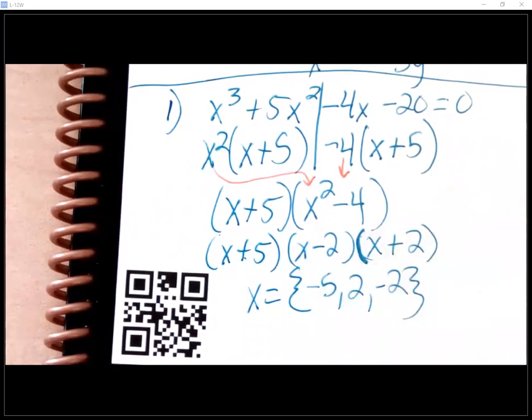Do they all work out so nicely? Not quite as nicely, but the factoring by grouping is the same idea. Split it in half, factor each side. Let's try another one. How about, okay, we'll try number 3. Why not?